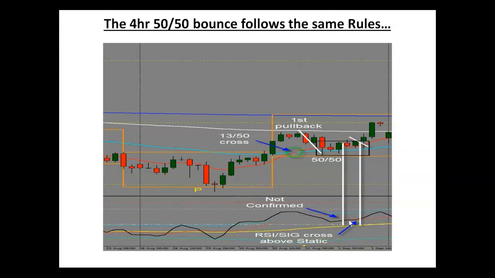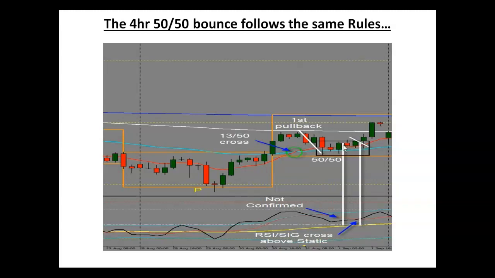Okay, you have to follow the rule. Just because it bounced off the water, the RSI line and signal line did not confirm. The RSI signal line has to cross. Obviously, the static is right here. If it does cross, RSI is going to be above the signal line, above the static. You just have to wait until the RSI line is above the static, and then you enter the trade.